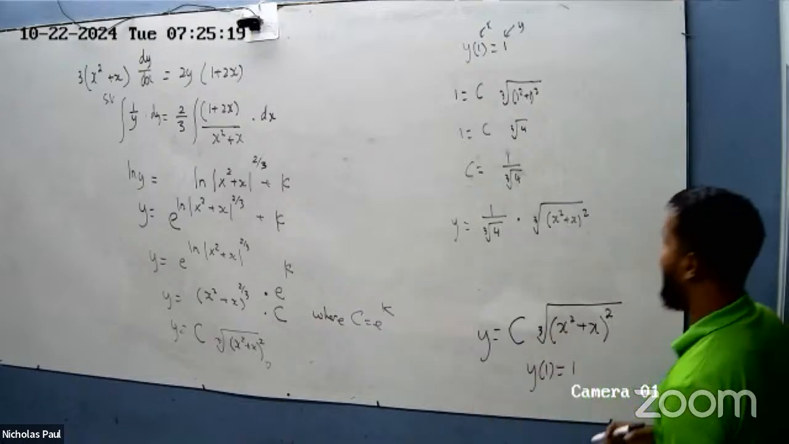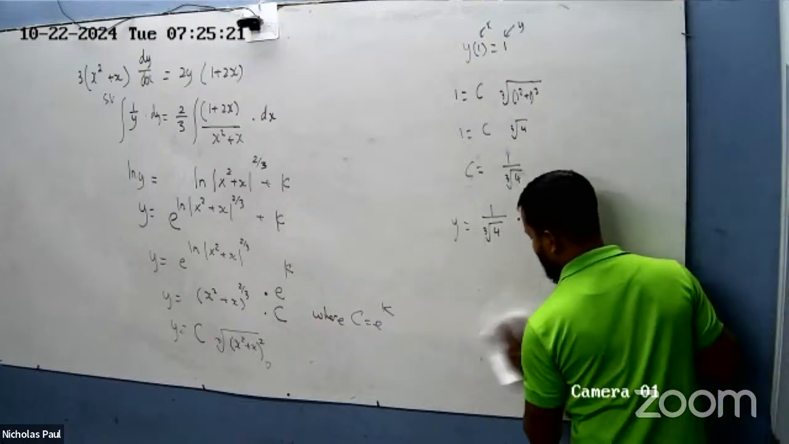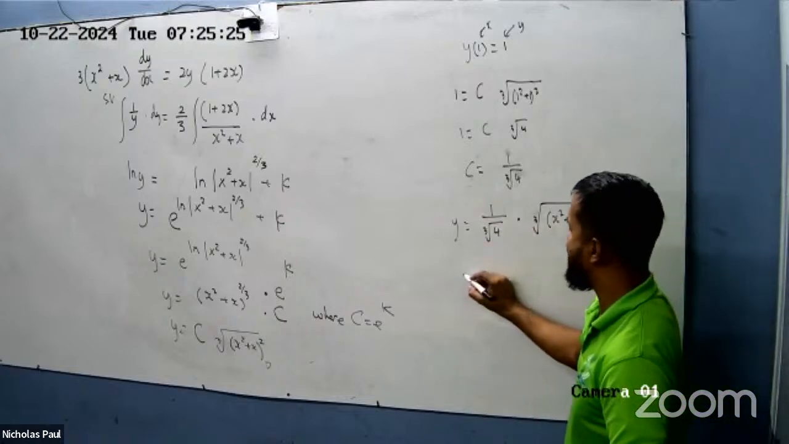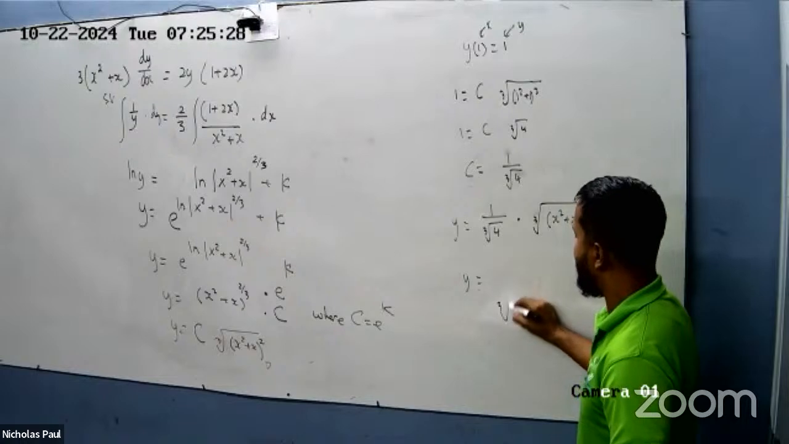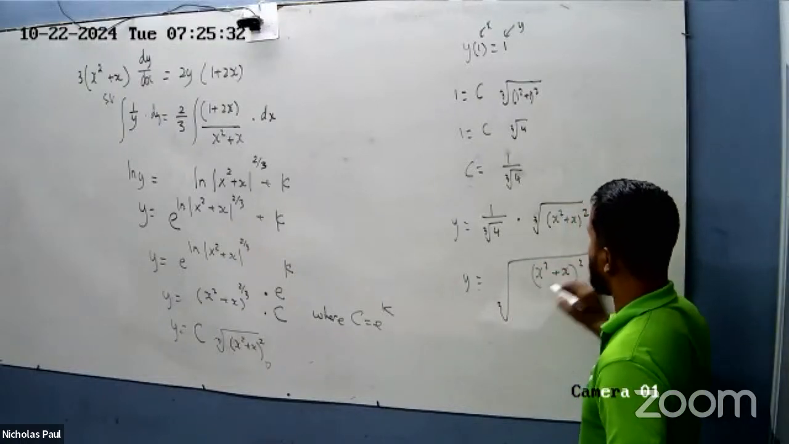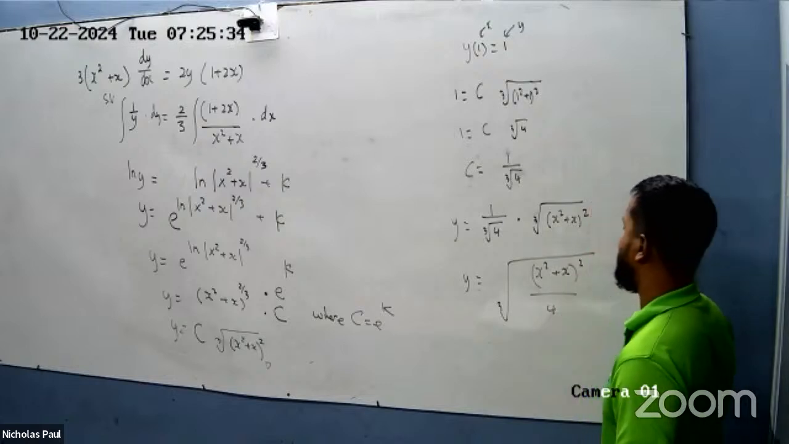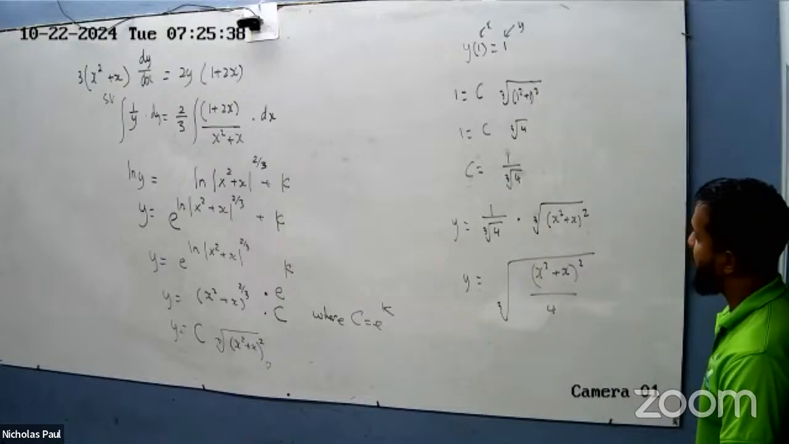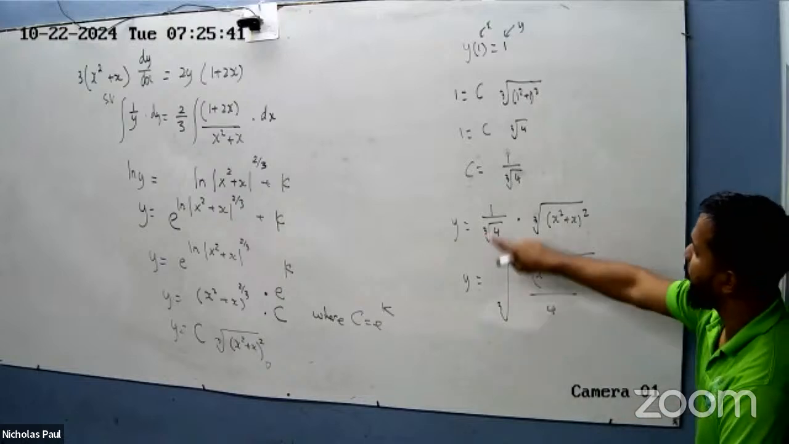If you want to make it look a little bit nicer, right, we can bring the two cube roots together. So you'll get the cube root of x squared plus x all squared all over 4. Right, these two mean the same thing, right? So you can make it look like that. Pull the cube root over the whole thing.